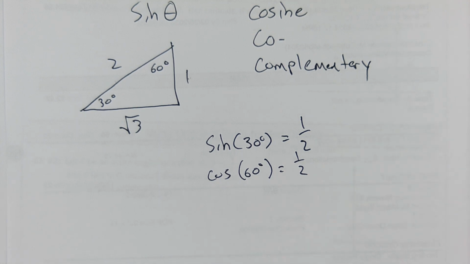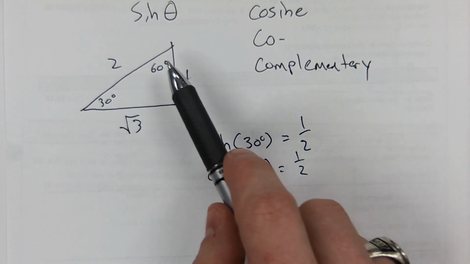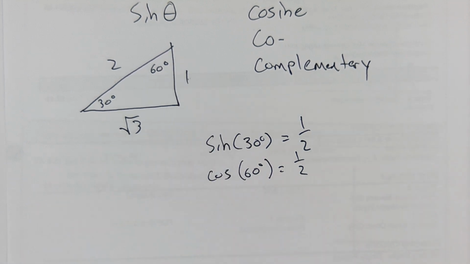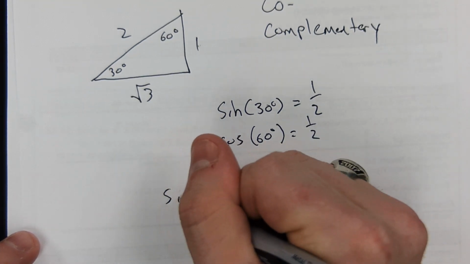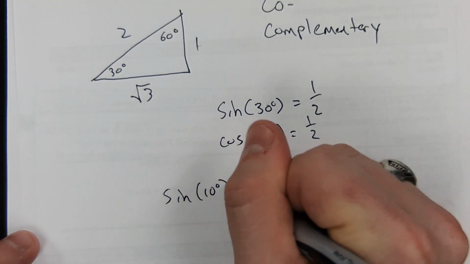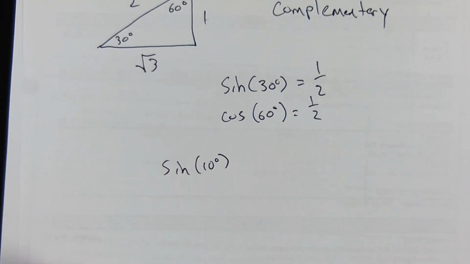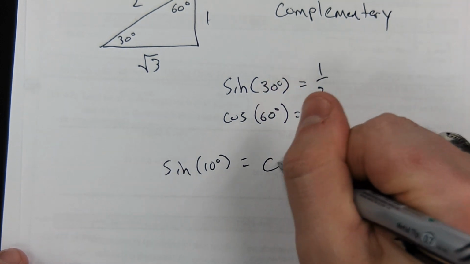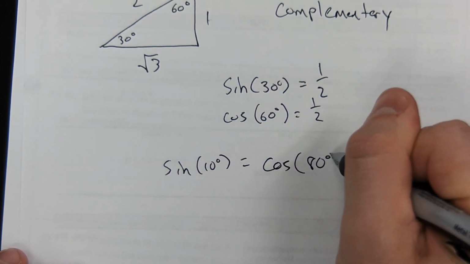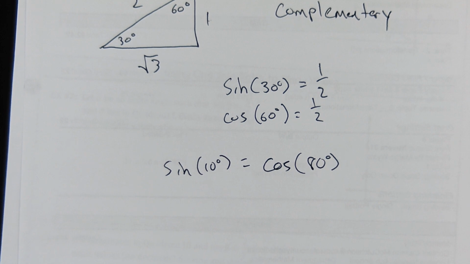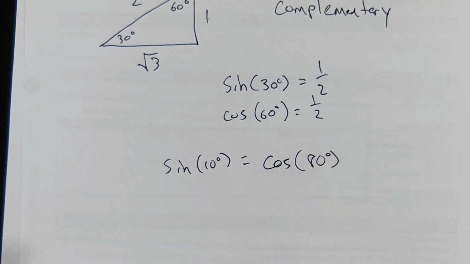Sine and cosine are equal to each other at complementary angles because of this setup. Look, I don't know what sine of 10 degrees equals, at least as a number. But I do know that it's the same as the cosine of 80 degrees because those are complementary angles. So the complementary functions are equivalent there.